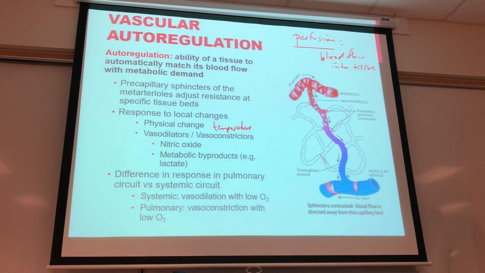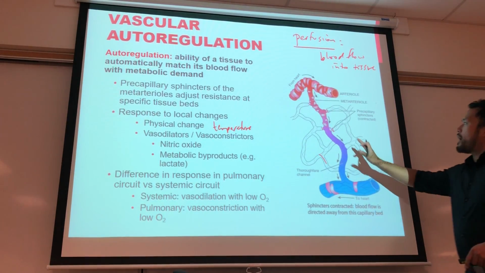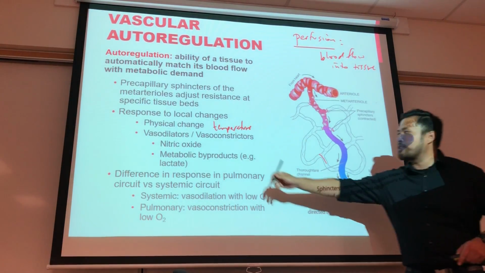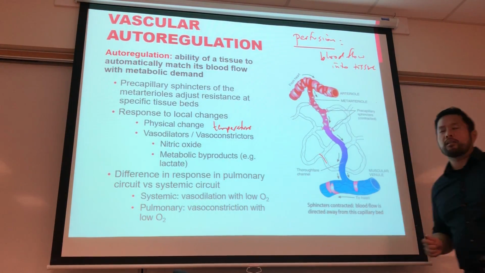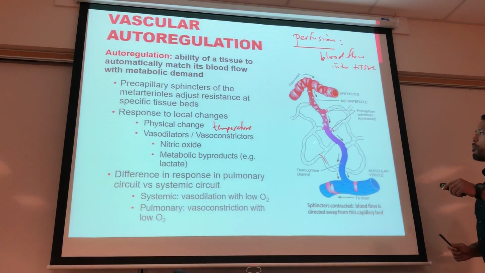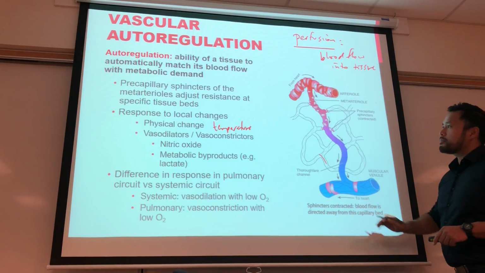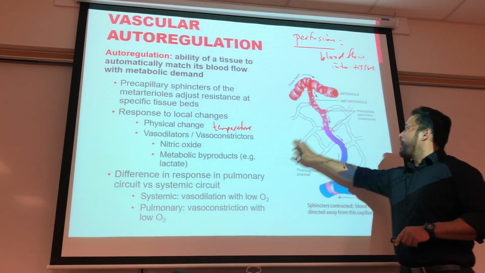Vasodilators and vasoconstrictors. So these are going to be under the effect of other hormones. And the one that we talked about is nitric oxide, which is a potent vasodilator. That will come in and open up those vessels as well. Any other byproducts that come in, like lactate, will also open this up.